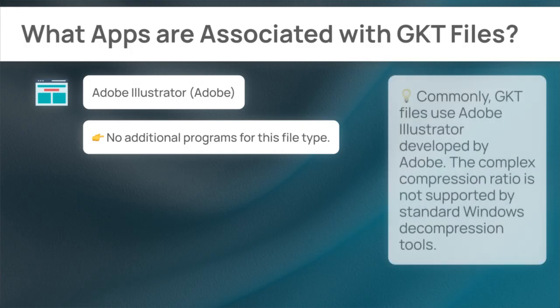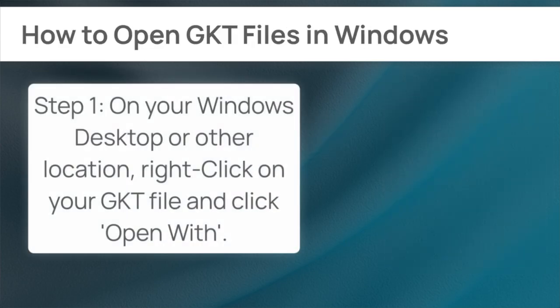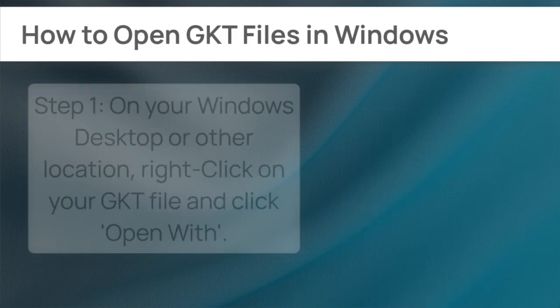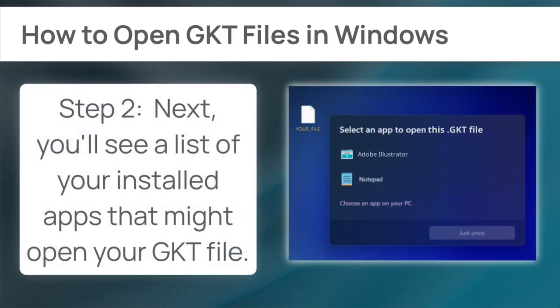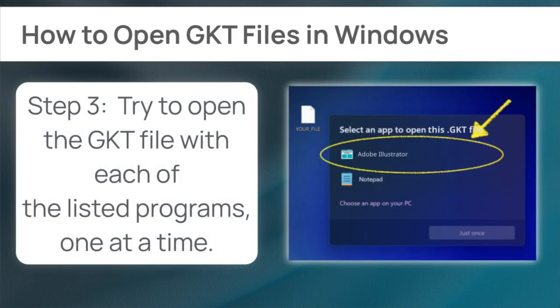The complex compression ratio is not supported by standard Windows decompression tools. Windows shows the artwork, but not its editable components. Let's see which program can read this specific version. Right-click the GKT file and hit Open with. Test Adobe Illustrator first. If it's not present, choose a different app. That often leads to the fix.